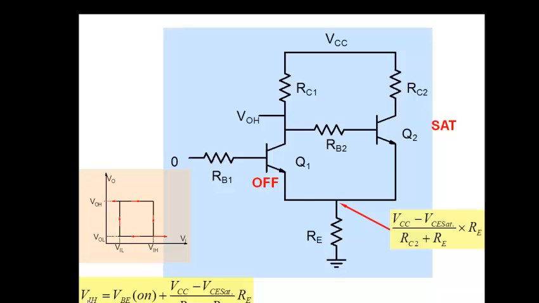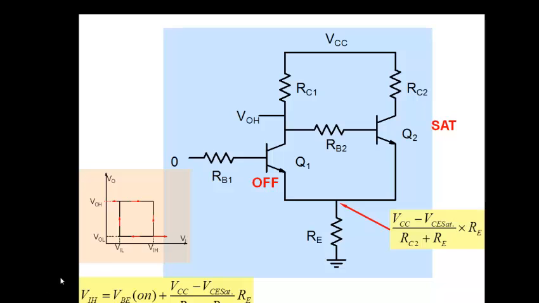Okay? So that will be the value which will be equal to VB on, which is 0.7 here, plus this value here, which is given away. Okay? So now you must be wondering, why is it so abrupt? Something very interesting happens here. Suppose I get this VIH value, and if you do the calculation, let's say it is 3.7.